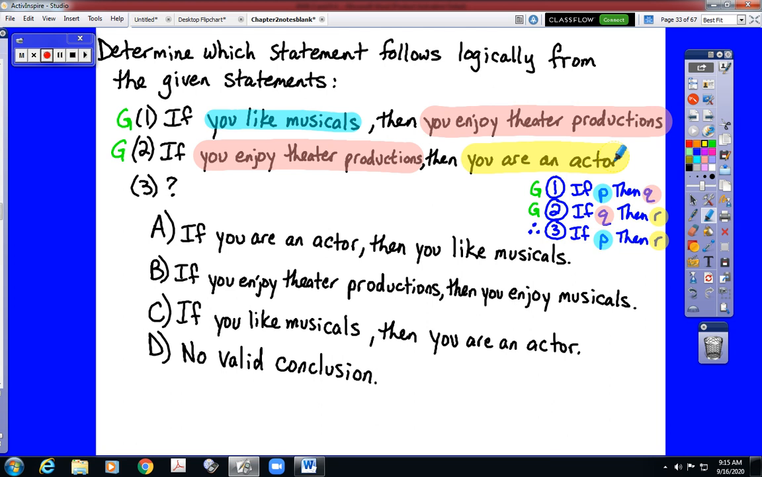You'll notice how we're following the pattern perfectly through the givens, which means we need to pick the statement that matches this conclusion right here: if P, then R. So we go down here and we need to find the statement that starts with if you like musicals, and the only one that does is statement C. And it should end with then you are an actor, which it does. That makes statement C the valid conclusion, and that's the one that we would select. Okay, let's do another one.